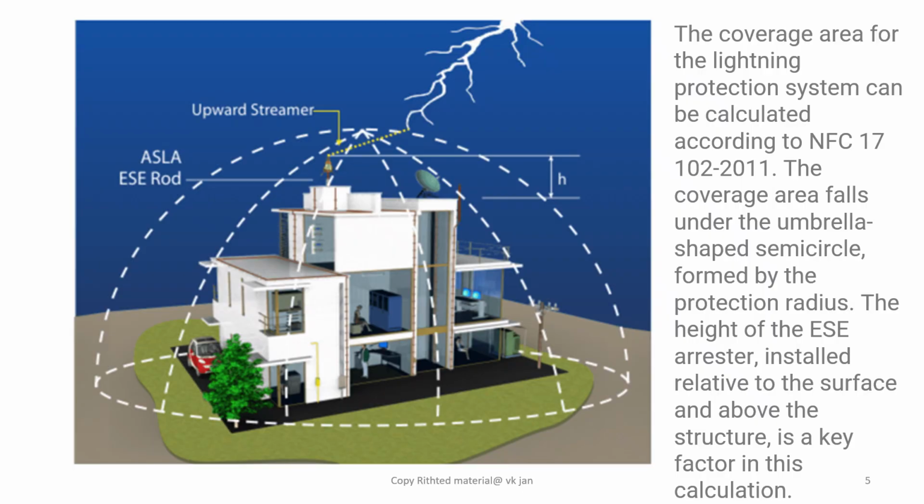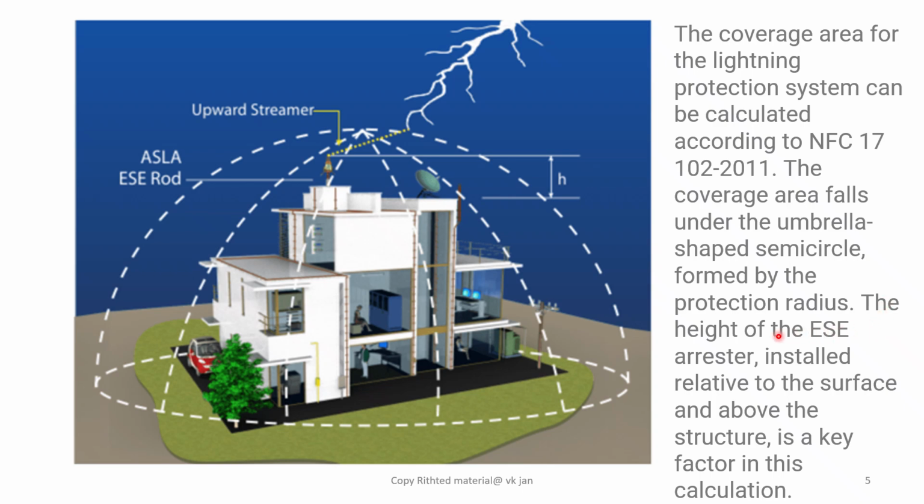Dear friends, an effort has been made to show the coverage area for the lightning protection system, which may be calculated according to NFC 17102 of 2011. The coverage area falls under the umbrella-shaped semicircle formed by the protection radius. Now you can imagine this is the building, and here is the lightning finial or lightning arrestor, and it is mounted at a height of h, and it provides a semicircular coverage area to the complete building.